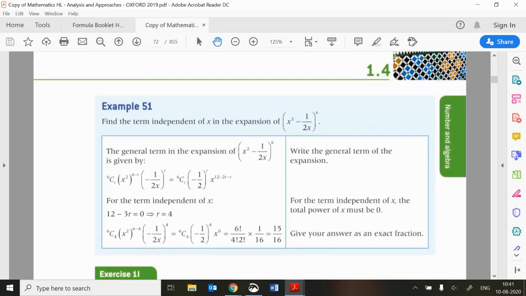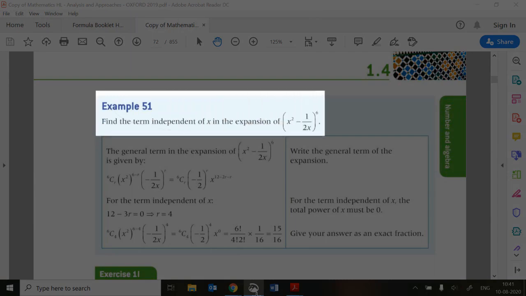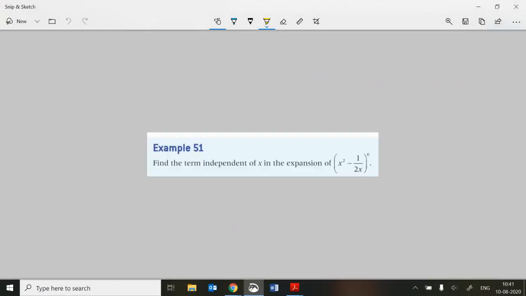And example 51. So let's take this one here, example 51. Find the term independent of x in this expansion. Okay, so when they talk about the term independent of x, they mean what's the coefficient of x to the power of 0? In other words, which term doesn't include x?